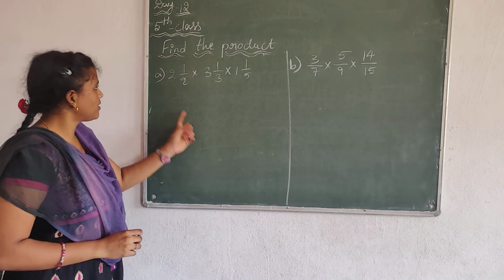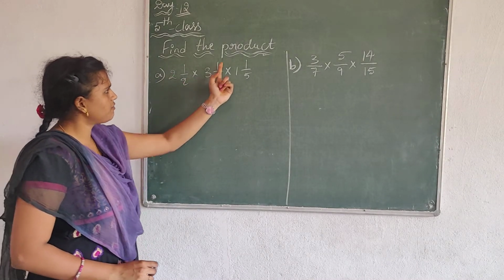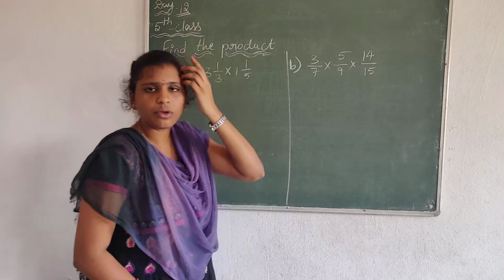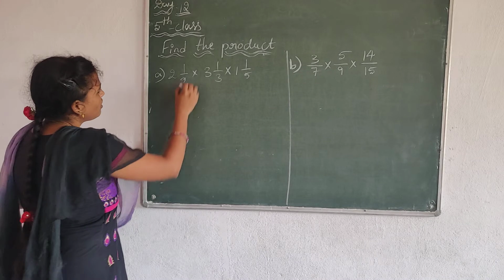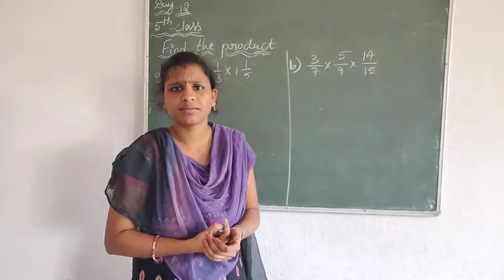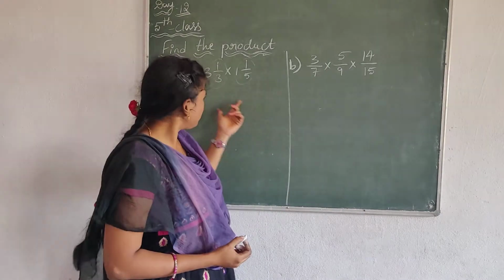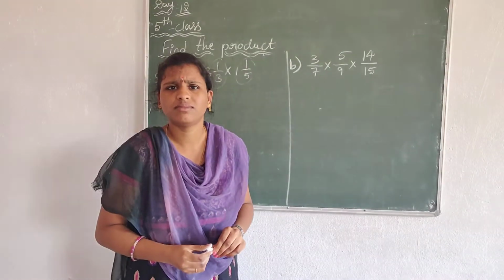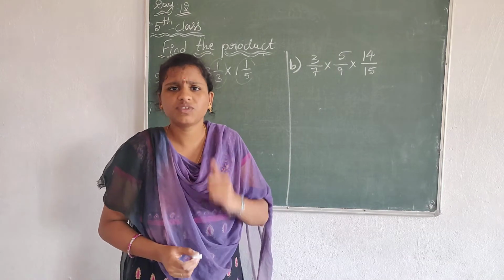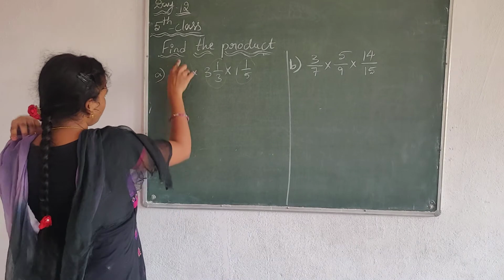Let's see these sums: 8, 2 1/2 × 3 1/3 × 1 1/5. Okay, this is the question. See here, how are our fractions? The fractions are mixed fractions, right? In this mixed fraction, can we do the sum? No. First, convert these mixed fractions into which fraction? Improper. Right. Let's do it.